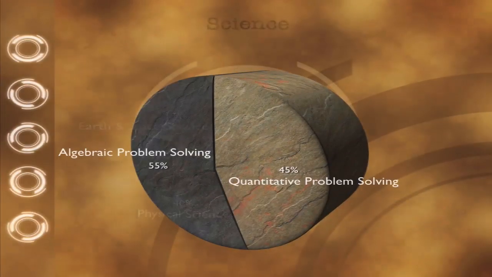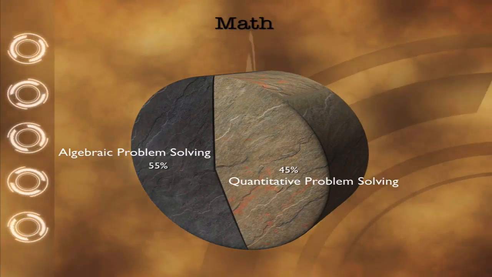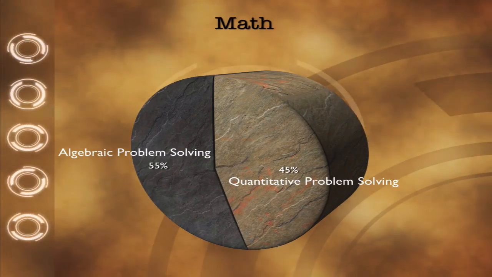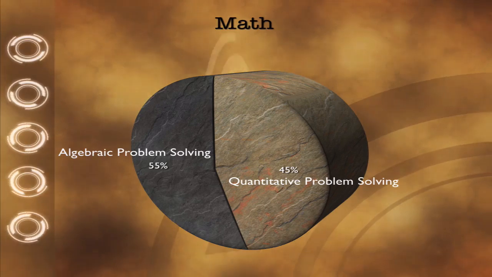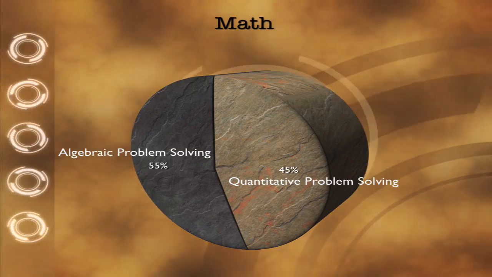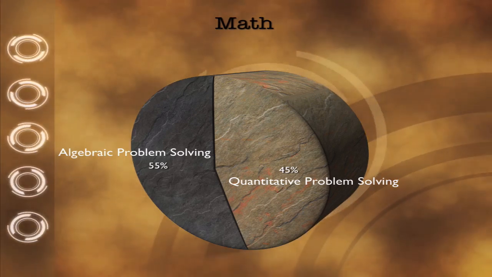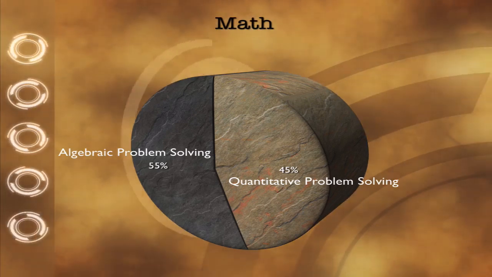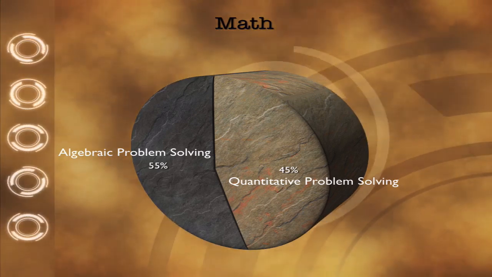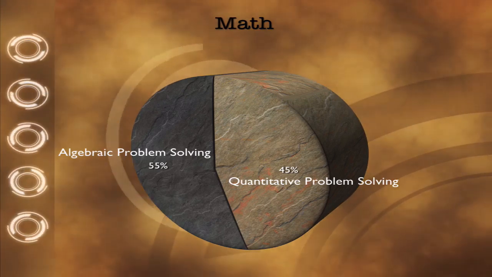Okay, finally, the last test, which is the math test. You'll notice it's just broken down into 2 parts. I think this is a little confusing. Let me lay it out a little bit more clearly. Let's talk about the quantitative problem-solving aspect. This would be like the basic stuff that we usually associate with math.